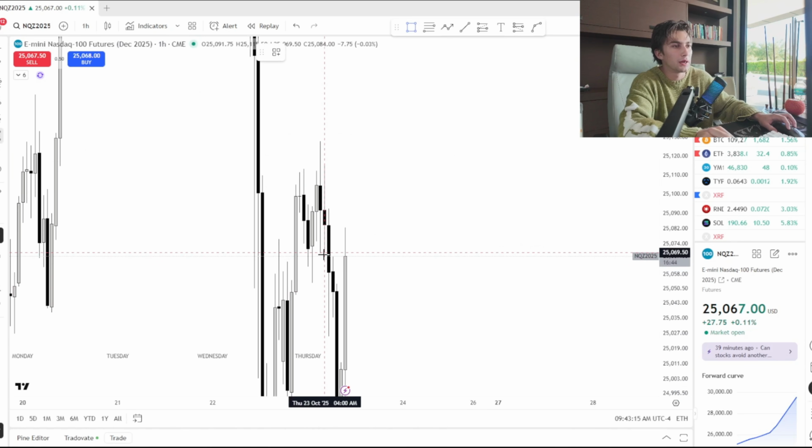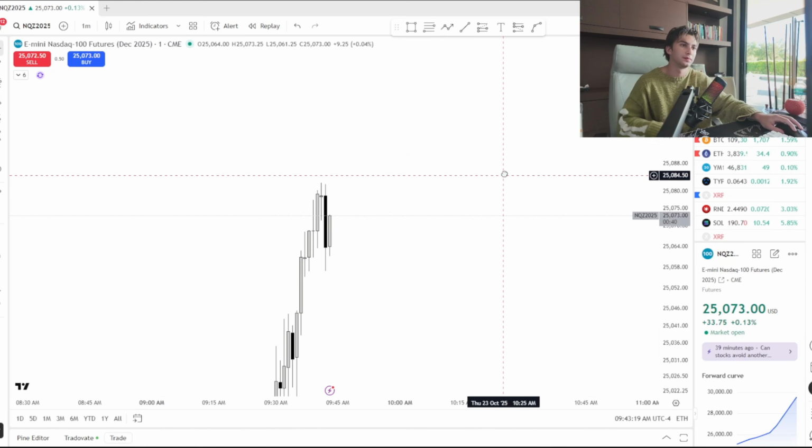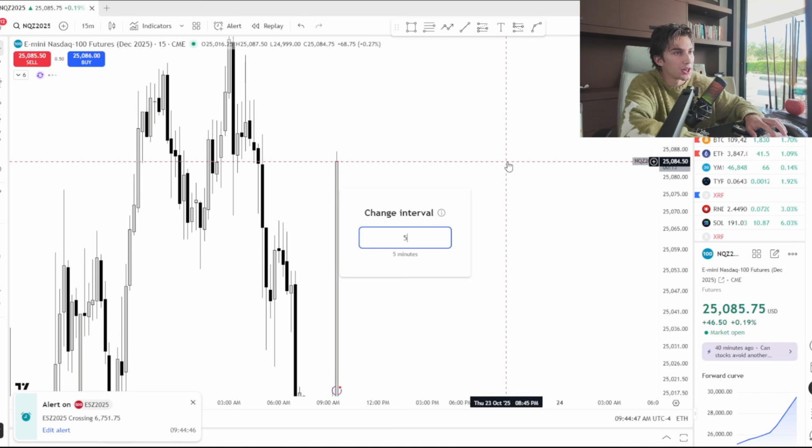I mean, we're bouncing off this hourly. Nah, I just don't want to short off this level. All right, well, while we wait for a setup, let's talk some real shit.